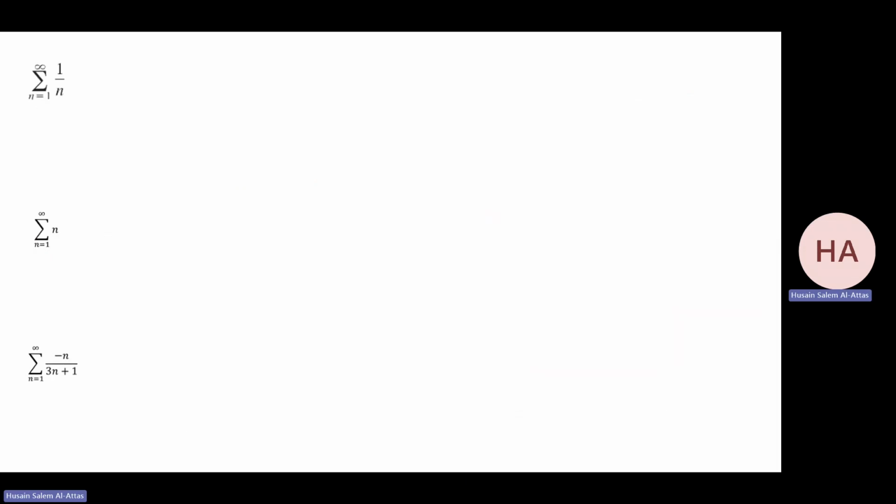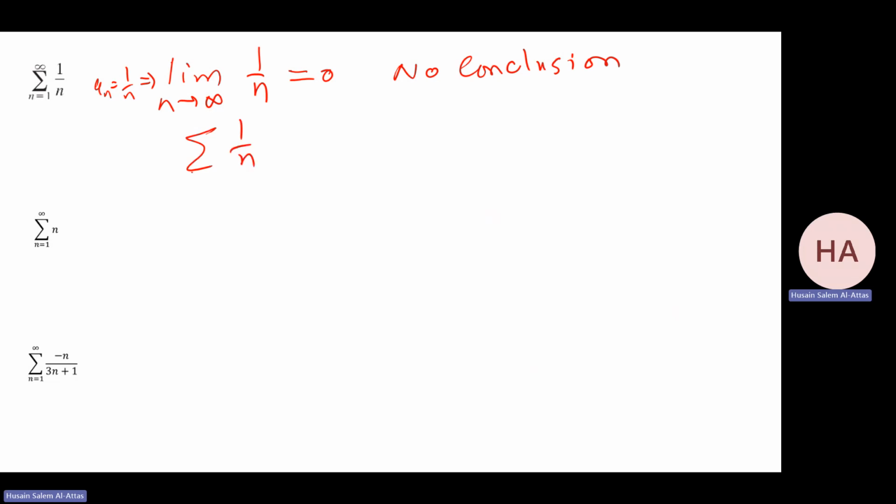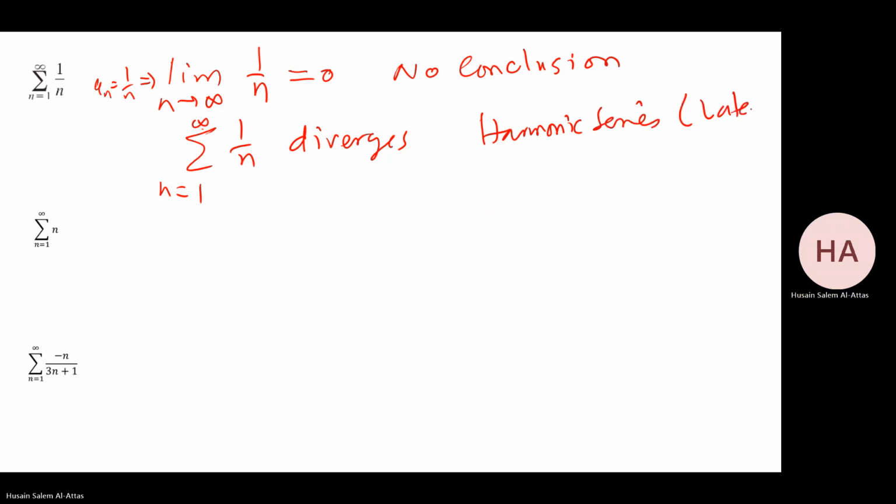1 over n is a special case. Here the limit as n goes to infinity of 1 over n is equal to 0 if I take a_n as 1 over n. No conclusion. Not only that, we'll prove later that this series actually diverges. They call it the harmonic series. The limit goes to 0, so no conclusion. We cannot conclude anything.